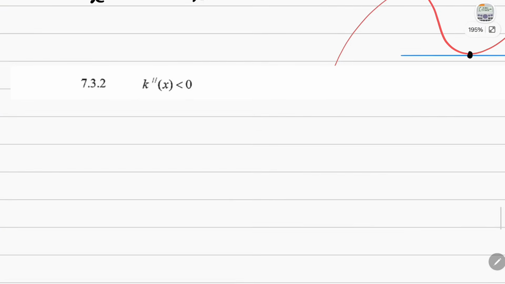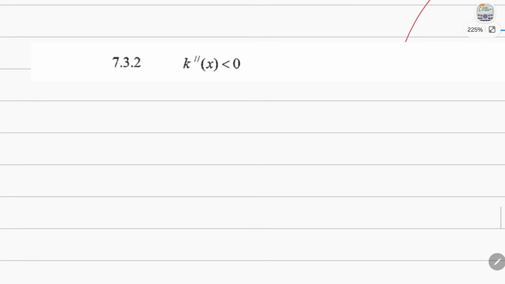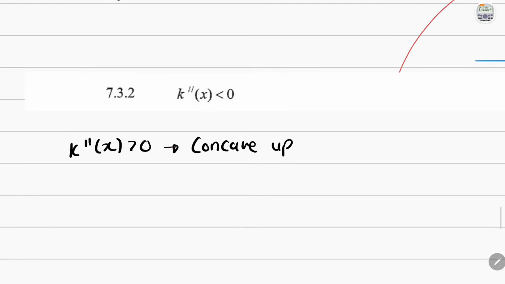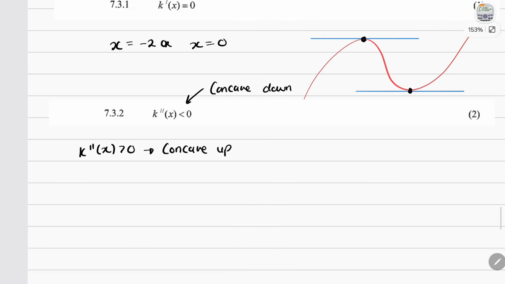The next question says we need to find out where the second derivative is less than 0. Let's speak about the second derivative. If they say the second derivative is greater than 0, this is where the function is concave up. And when it is less than 0, when it's negative, this is where it is concave down, and that's really just it.